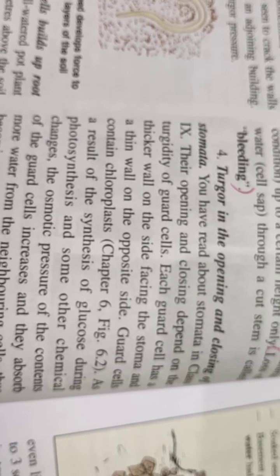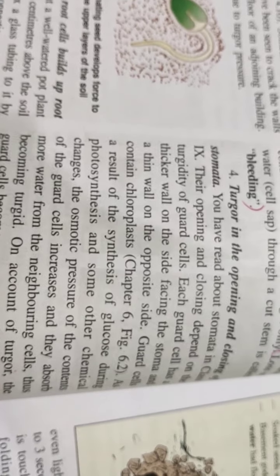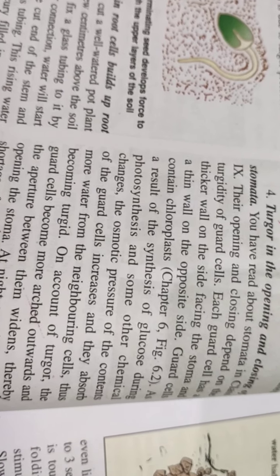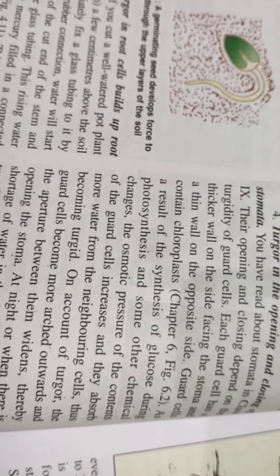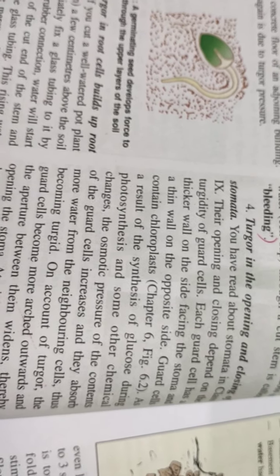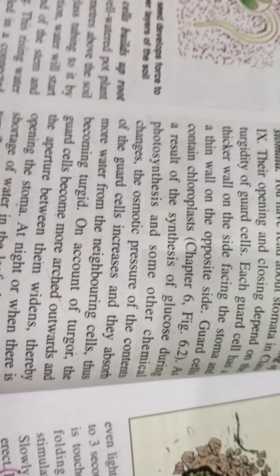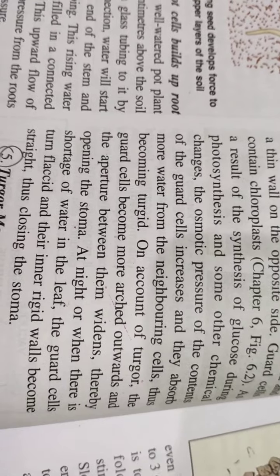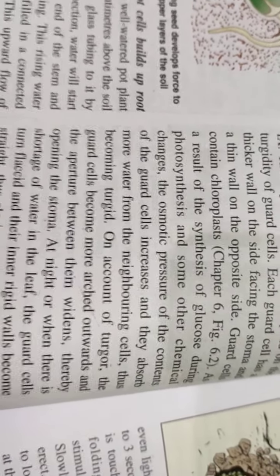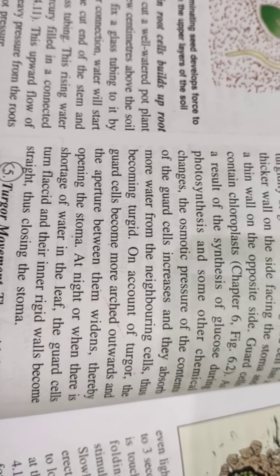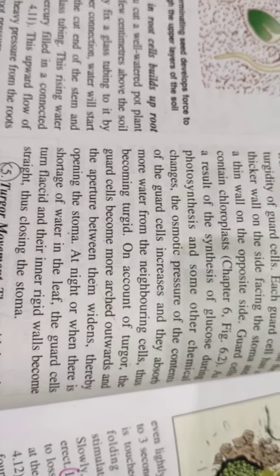Turgor in the opening and closing of stomata. This though we have learned already, right? Because in the photosynthesis chapter, we were learning about the opening and closing of stomata, and there we have seen that when the photosynthesis is occurring, when the glucose is being synthesized, it was making the guard cells turgid, and in turn this guard cells' turgidity was helping to open the stomata. And when at night there is no photosynthesis, that means no synthesizing of glucose, that means no turgidity, it is shrinking and it is closing the stomata.